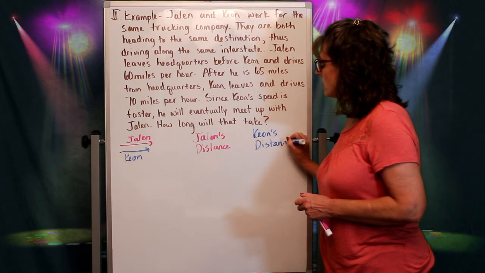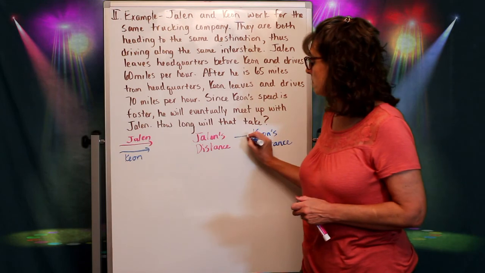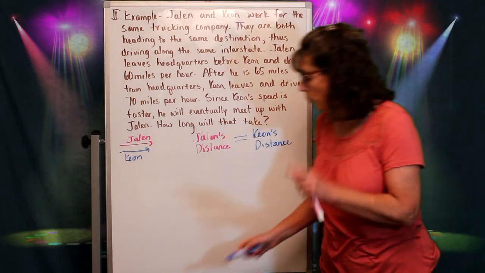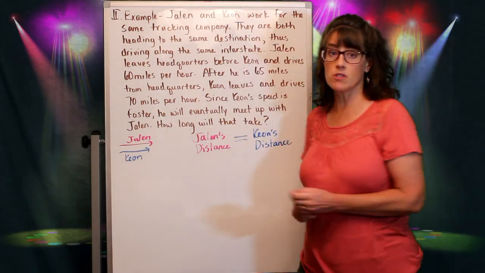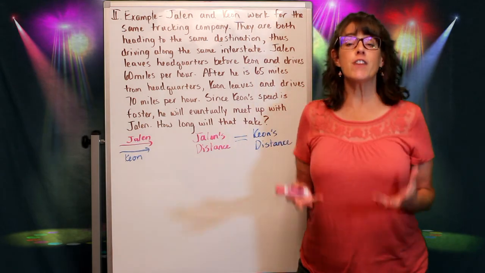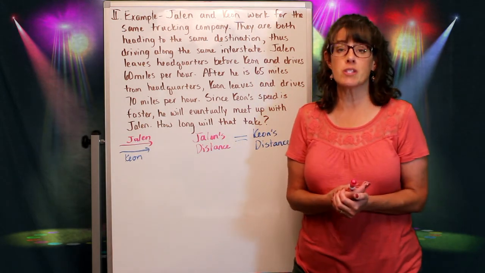What do we want to happen with these two distances? We want them to be the same. We want to figure out at what point will these two distances be the same. So we've got our feeling for what's happening. We're going to take it slowly, sentence by sentence.